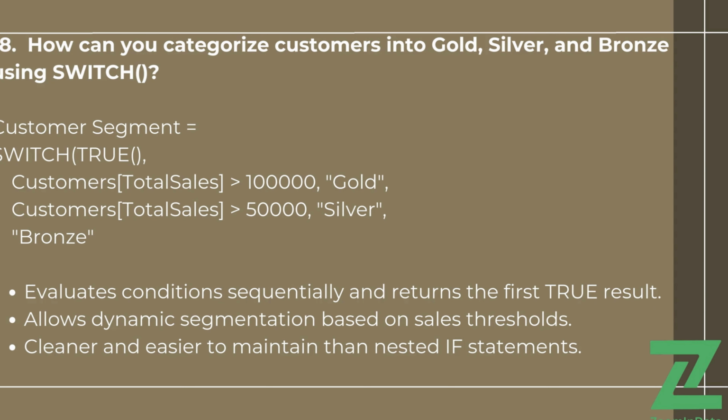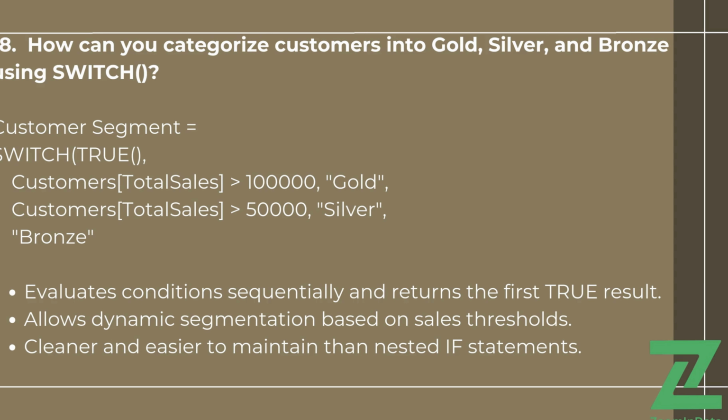18th question. How can customers be categorized into gold, silver, and bronze using SWITCH in DAX? The SWITCH function is used to evaluate conditions one by one and return the first result that is true. It allows dynamic segmentation of customers based on sales thresholds. Using SWITCH is cleaner and easier to maintain compared to multiple nested IF statements.